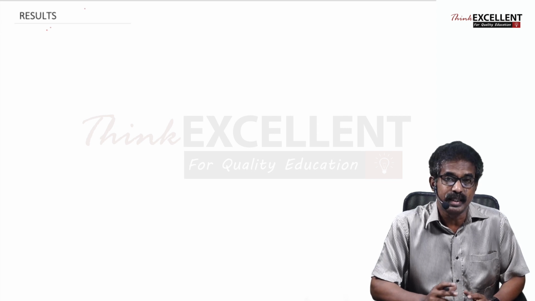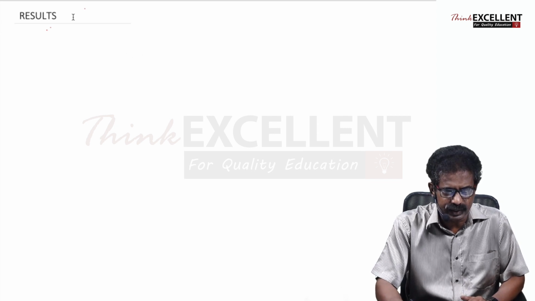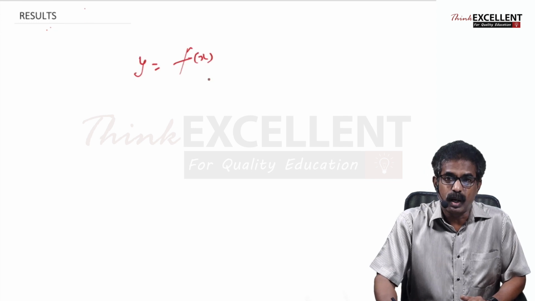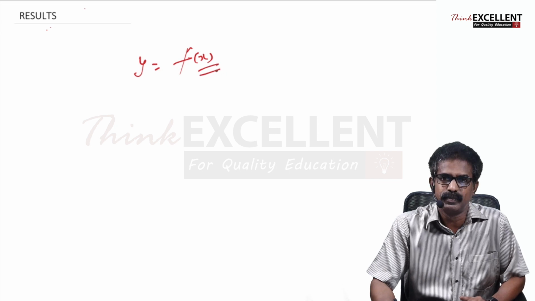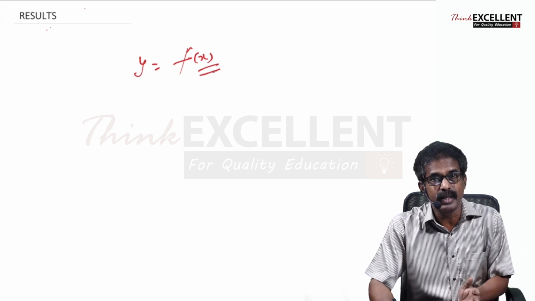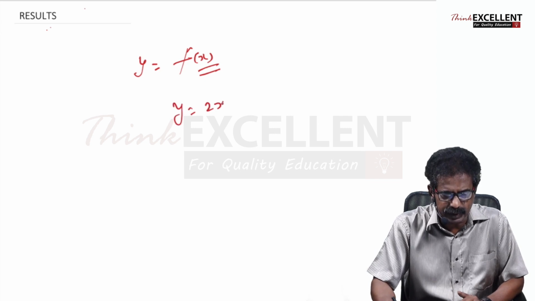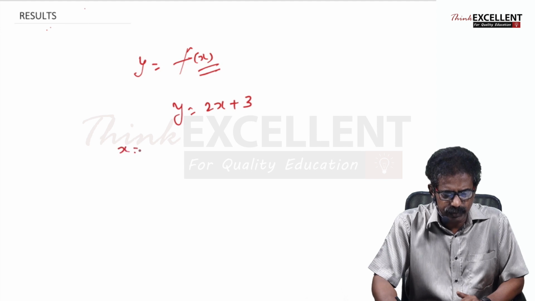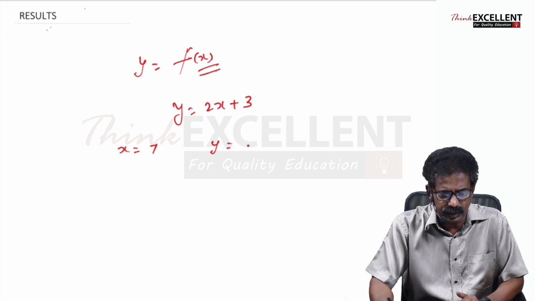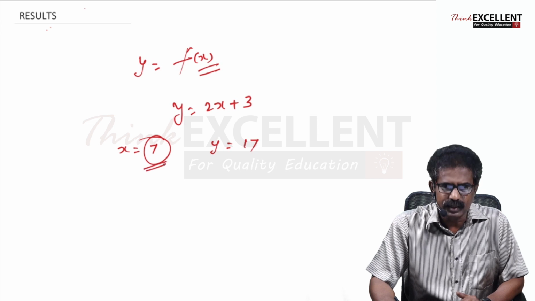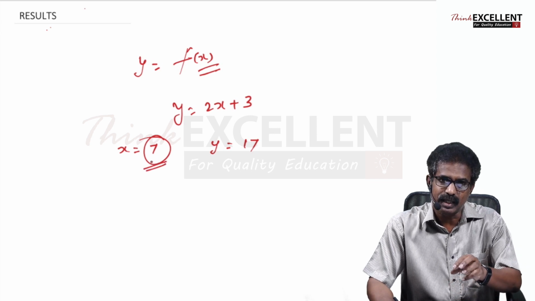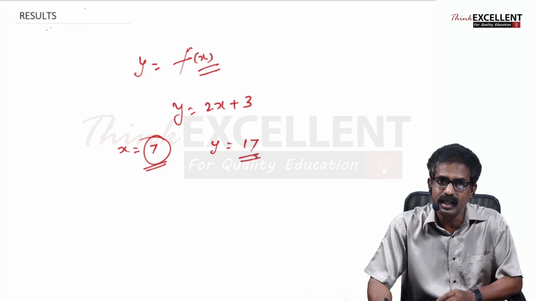What values you can give. For example, say y equal to f of x is a function. So what values you can give for x? That is the domain. The answers, the y values, are called what? Range, right? For example, suppose y equal to 2x plus 3. For x, if I give 7, what is the y value? 2 into 7, 14 plus 3, right? 17. So 7, that is the value you are giving, that comes in domain, and the answer, that is the range.